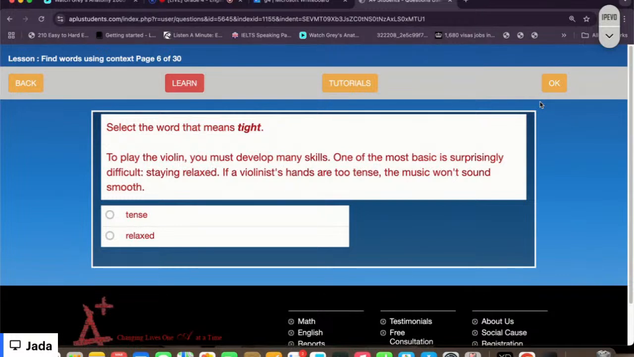So we have tight. To play the violin, you must develop many skills. One of the most basic, surprisingly difficult, staying relaxed. If a violinist's hands are too tense, the music won't sound smooth. So, what is the meaning of tight in this sentence?